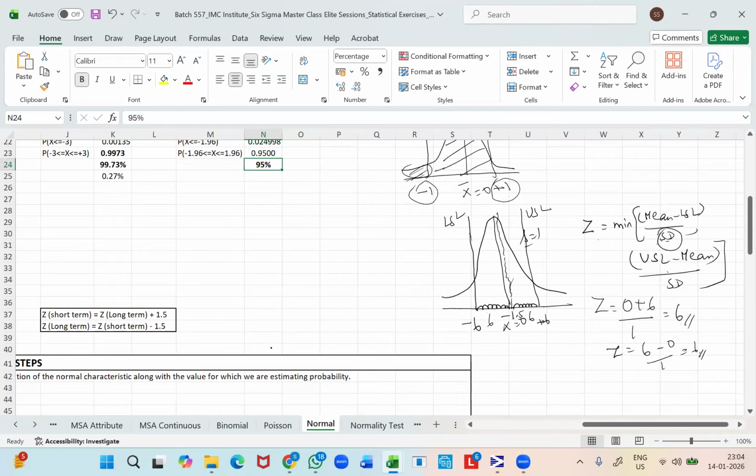And there is no other counter alternative for this Motorola theory. Motorola is the one which actually introduced the Six Sigma methodology. So for this long-term sigma level calculation, there is no other counter alternative, and we still accept the Motorola logic in order to derive the relationship between the short-term sigma level and long-term sigma level.